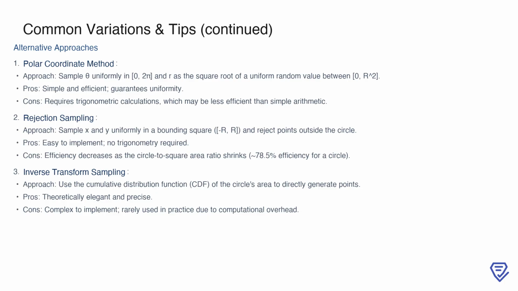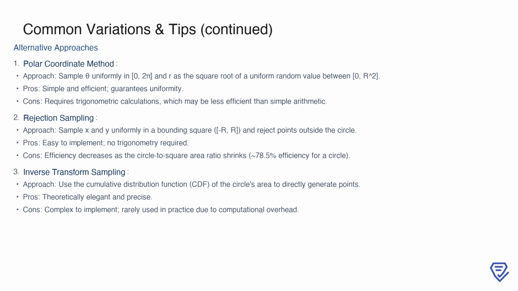advantages and trade-offs. The polar coordinate method involves sampling theta uniformly between 0 and 2 pi and r as the square root of a uniformly chosen random value between 0 and r squared. This approach is both simple and mathematically precise, ensuring uniformity, but it does require trigonometric calculations, which may be less efficient than basic arithmetic. Rejection sampling, on the other hand, samples x and y uniformly within a bounding square and rejects points that fall outside the circle. While this method is easy to implement and avoids trigonometry, its efficiency decreases as the circle-to-square area ratio shrinks, though it remains practical for most cases.